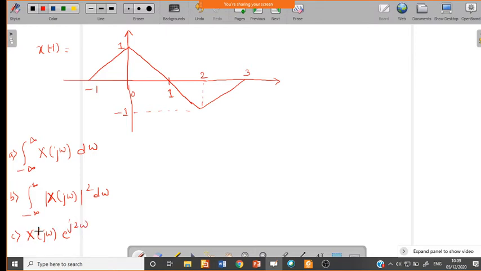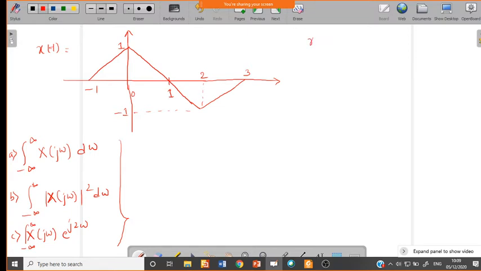So this also you have to find out, so that is minus infinity to plus infinity. This is the problem which is given. The signal x of t is given, and you have to find out all these things. Okay, so now how will we find it out? First, find the x of t where it is giving values between -1 to 3.